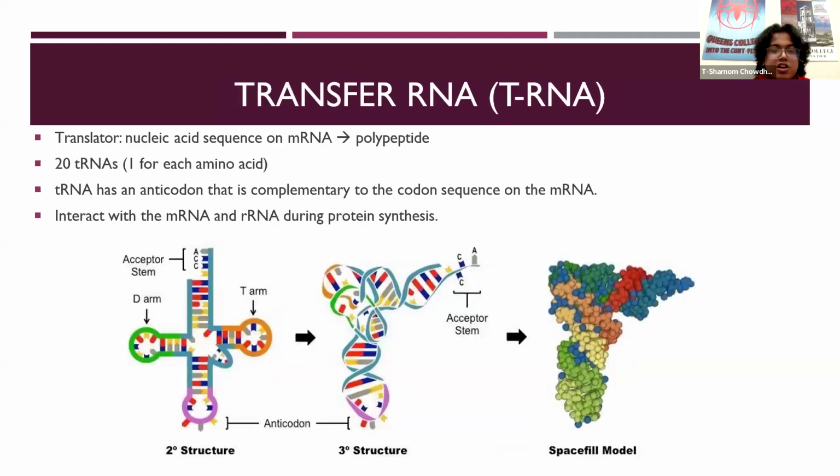All right, now transfer RNA. Transfer RNA is what actually translates the nucleic acid sequence on mRNA to create the polypeptides. You have 20 transfer RNAs, one for each amino acid, and each transfer RNA has an anticodon that's complementary to the codon sequence on the mRNA. And the codon is 3 bases. So the tRNA interacts with mRNA and rRNA during protein synthesis. So tRNAs help create the polypeptide.